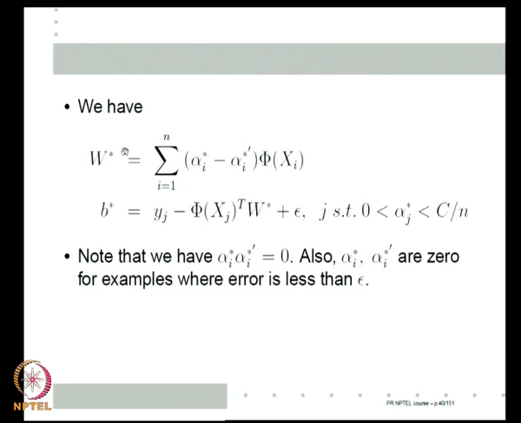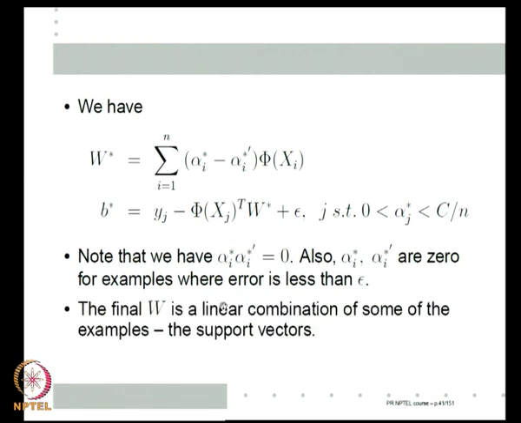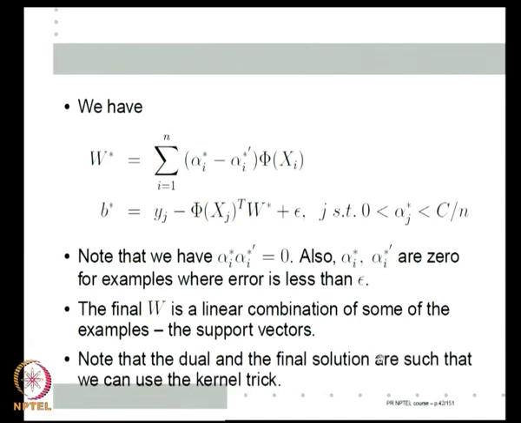Now, with that in mind, if I look at W star, essentially W star is nothing but a linear combination of the data phi xi, and the coefficients are the Lagrange multipliers, because in this term it is either alpha I star or minus alpha I star prime. So, coefficients are simply Lagrange multipliers. The final W is a linear combination of some of the examples. Which are these examples? The support vectors, wherever the corresponding Lagrange multiplier is strictly positive.